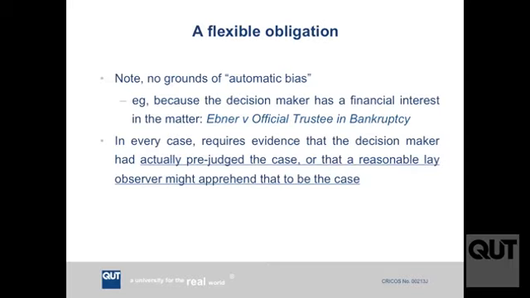Okay, so in summary, there are no grounds of automatic bias. So for example, because the decision maker has a financial interest in the matter won't be enough in and of itself to constitute bias. In every case, we need to produce evidence that the decision maker either had actually prejudged the case or that a reasonable lay observer might apprehend that to be the case.